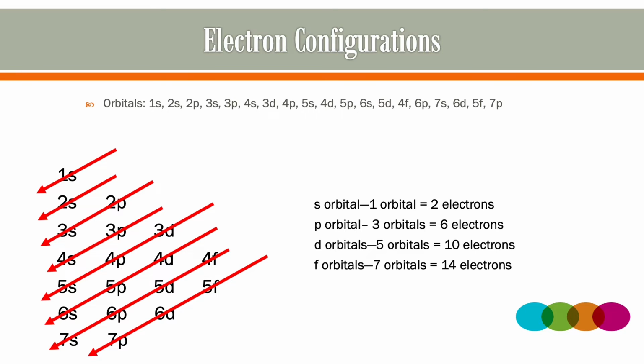You'll also notice I've only written the 7s, 7p orbitals, 6s, 6p, and 6d orbitals, and only 4 and 5 have f orbitals. This is because of the periodic table. Let's look at this next.